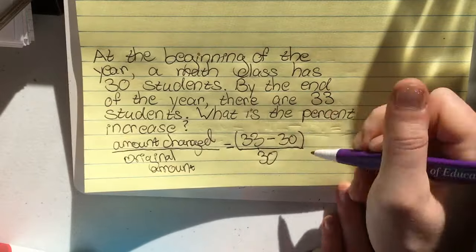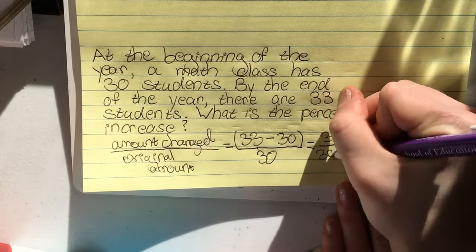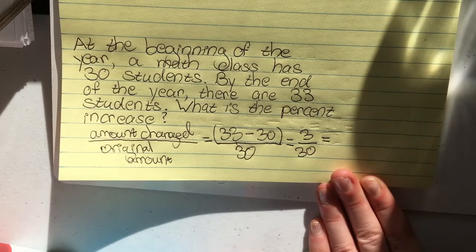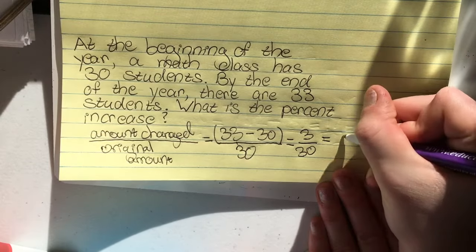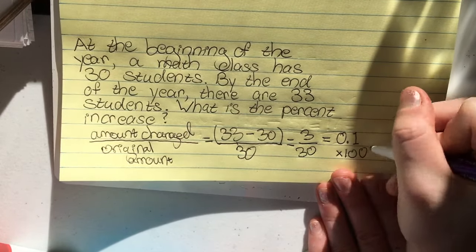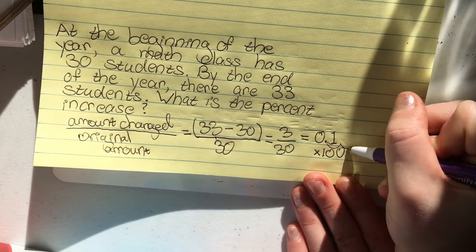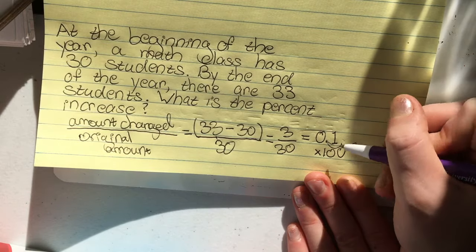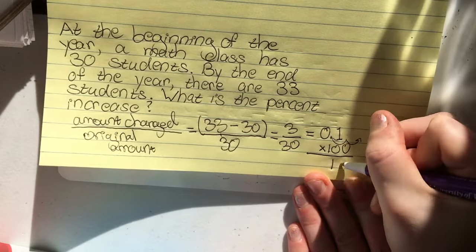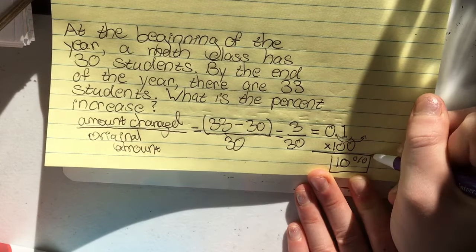You can do this in your head or on your calculator. I get 3 on top, I still have 30 on the bottom. Again, in your head, on paper, on a calculator. And I get 0.1. I multiply that by 100, and I move the decimal place over 2 spaces. Careful here, make sure you move it over 2 spaces. Don't be multiplying by 10, multiply by 100, and you should get 10% as our final answer.